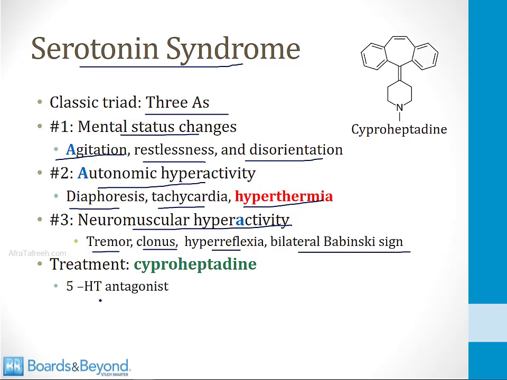The treatment for the serotonin syndrome is a drug called cyproheptadine. It's a serotonin antagonist, and it will block the effects of serotonin and limit the symptoms of the serotonin syndrome.